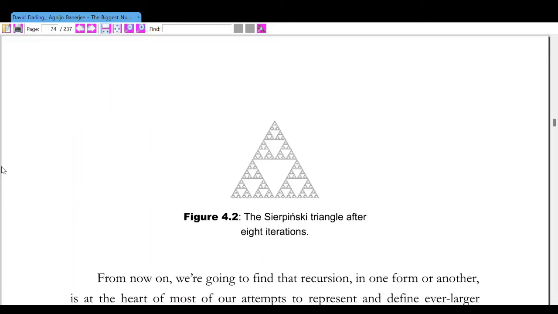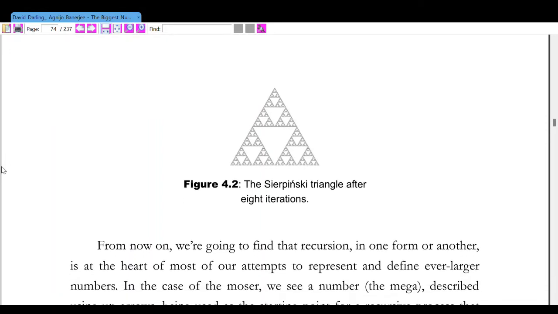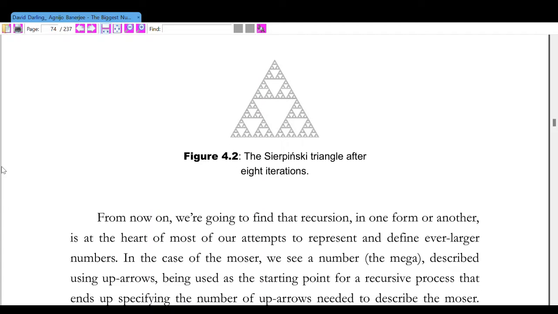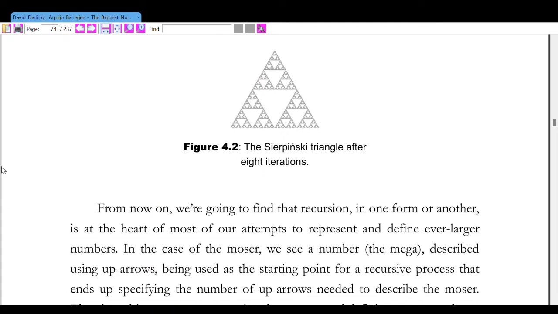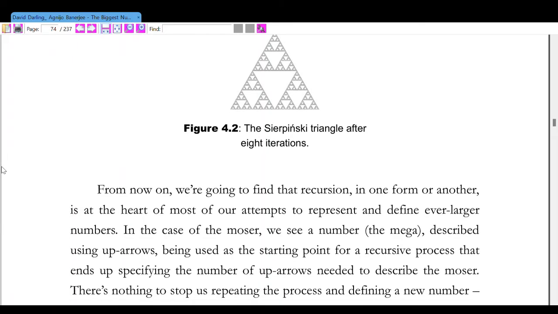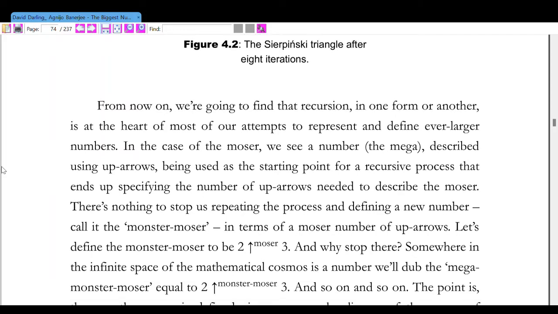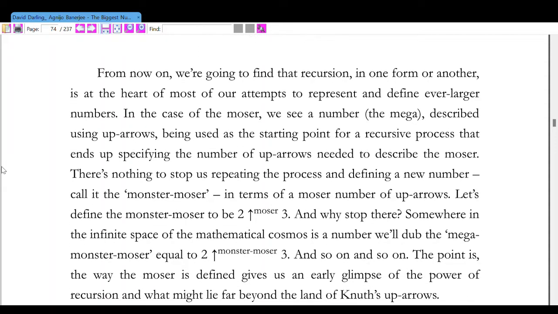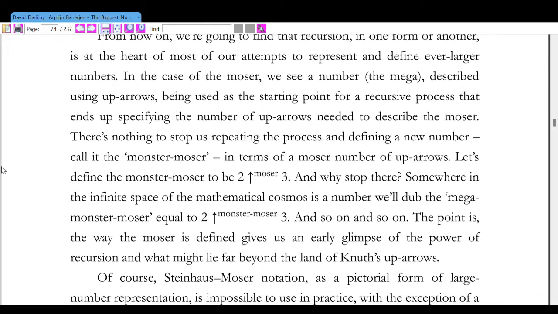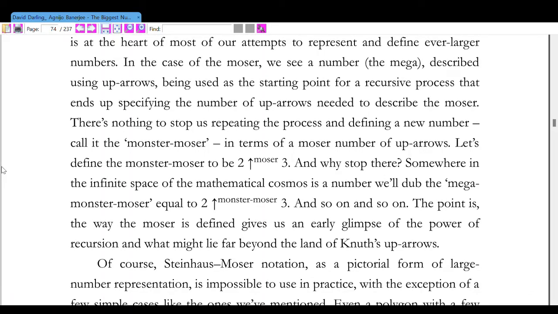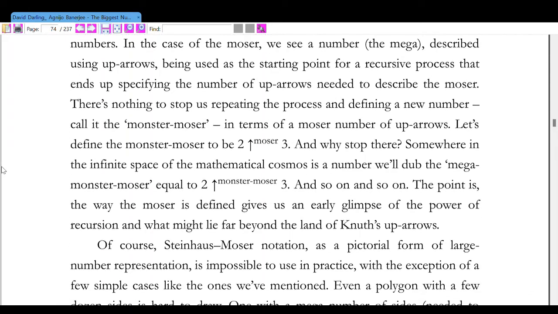From now on, we are going to find that recursion, in one form or another, is at the heart of most attempts to represent and define even larger numbers. In the case of the Moser, we see a number, the mega, described using arrows being used as the starting point for a recursive process that ends up specifying the number of arrows needed to describe the Moser.